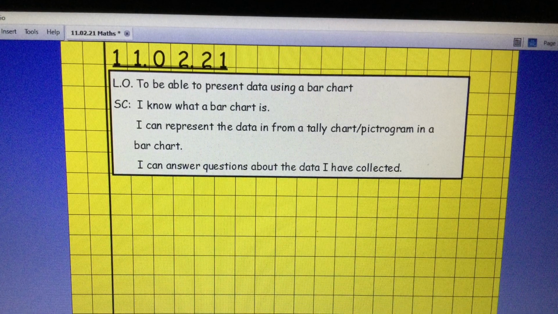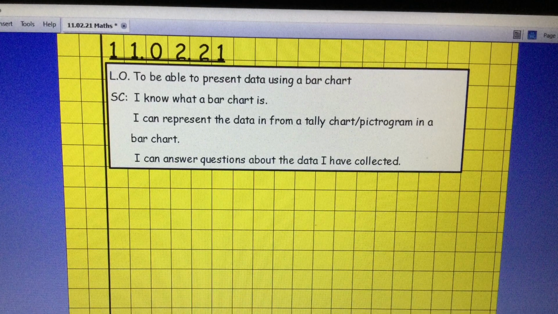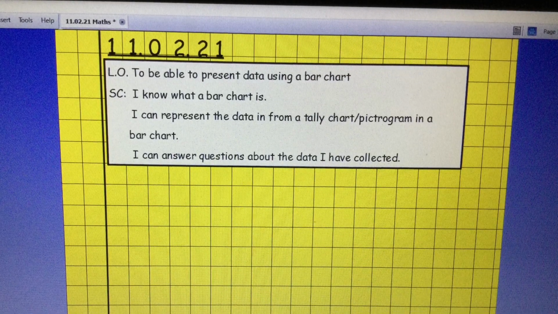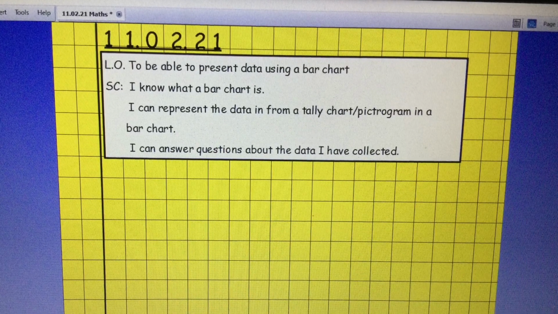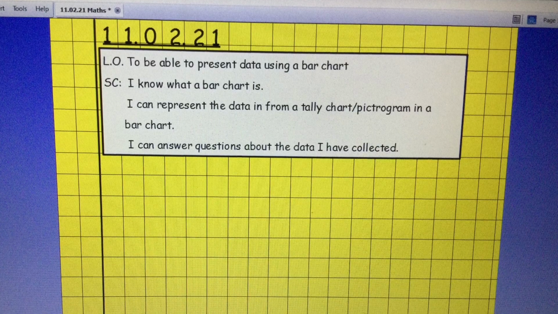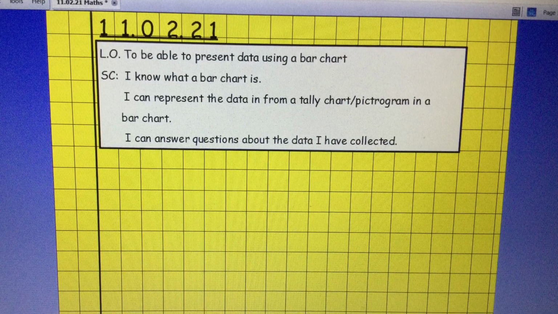Our learning objective today is to be able to present data using a bar chart. To be successful, we need to know what a bar chart is. We need to be able to represent the data from our pictogram yesterday in a bar chart, and we need to be able to answer questions about the data that we have collected.